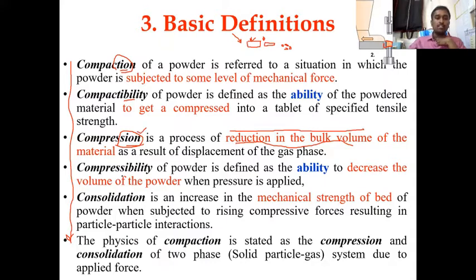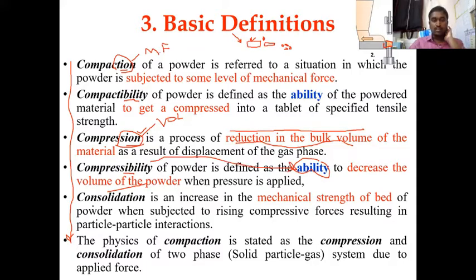Now once again, what is compressibility? What is the ability? That means how much ability a tablet has to decrease the volume of the powder is called compressibility. Please don't confuse, because they all look the same. The compaction talks about the mechanical forces, and the compactability is the ability to reduce. Similarly, compression talks about the volume, and compressibility talks about, once again, the ability, how much it is able to compress. Those are the definitions.